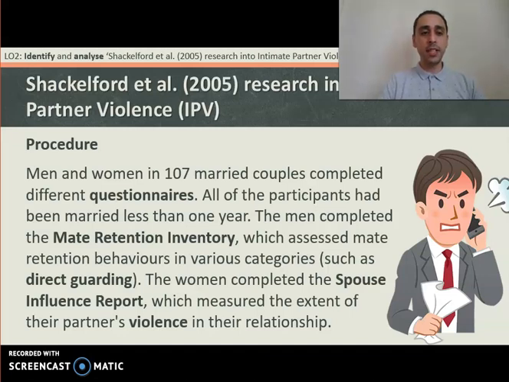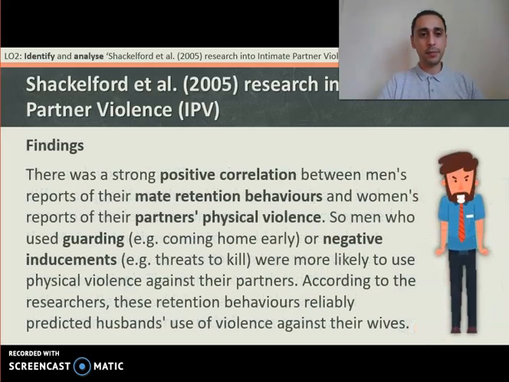The men completed the mate retention inventory, which assessed mate retention behaviors in various categories, such as direct guarding, like we looked at. The women completed the spouse influence report, which measured the extent of their partner's violence in their relationship. Here are the findings.